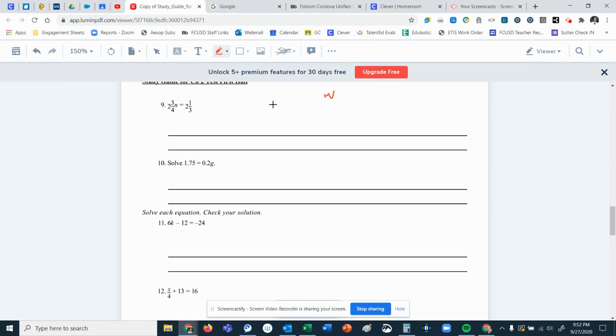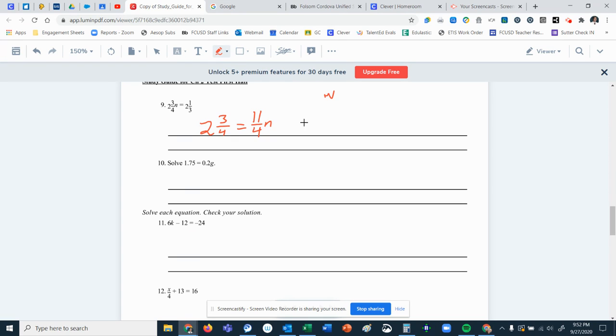Problem 9, we see two mixed numbers. So the first trick is we're going to have to convert them. Remember, that's when you take 2 and multiply it by the denominator, 2 times 4, and add the 3 up top. That's going to be 11 fourths. 2 times 4 is 8, plus 3 is 11, and that's multiplied by n.